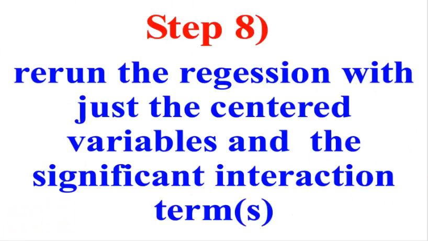Step 8. Now that we know which interaction is significant, we're going to rerun the regression using just the centered terms and those significant interaction terms. That's going to give us a much more accurate R-squared. Those will be the unstandardized B weights that we'll use for our regression terms. So let's knock this puppy out.